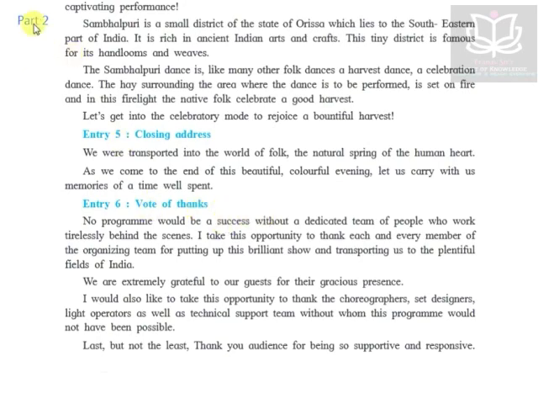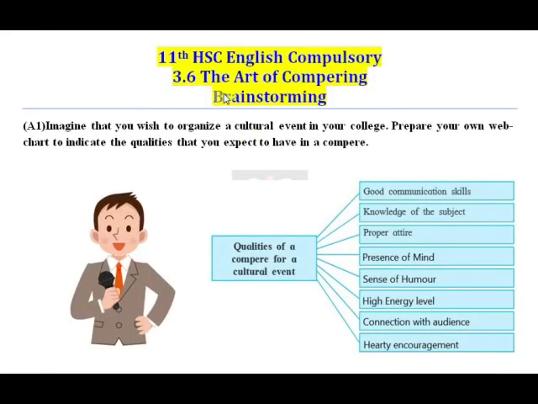So here now it is time for the brainstorming Q&A of 3.6, the art of comparing. The A1 activity is: imagine that you wish to organize a cultural event in your college. Prepare your own web chart to indicate the qualities you expect to have in a compere. So what are the various qualities that a compere should have for a cultural event?